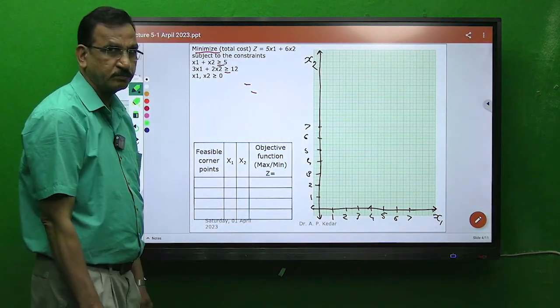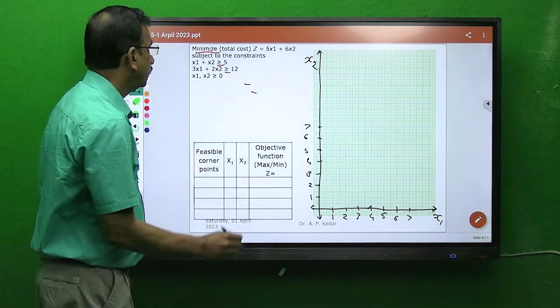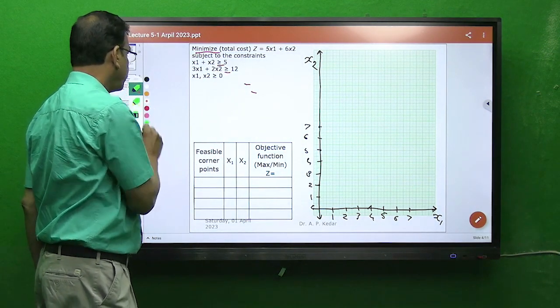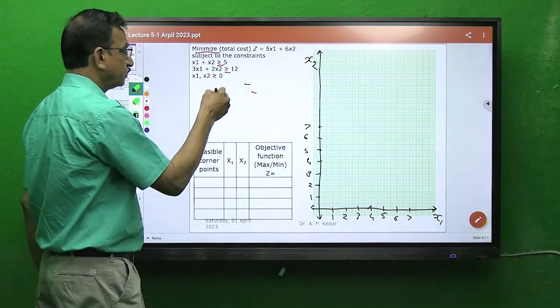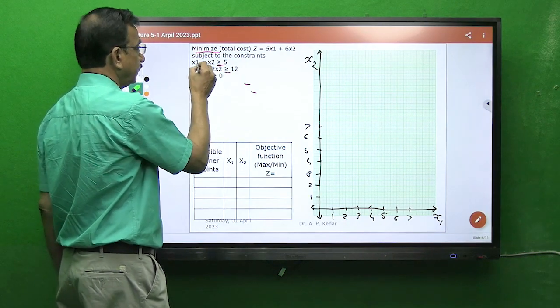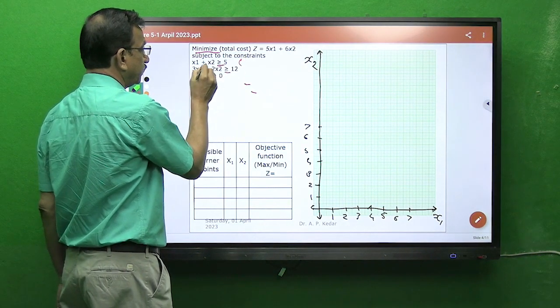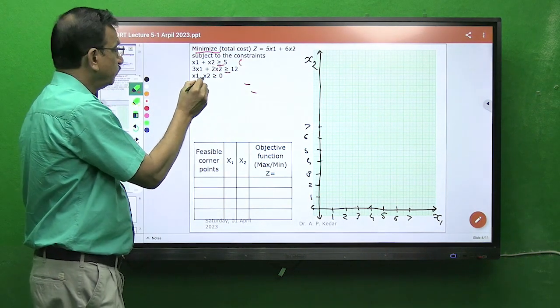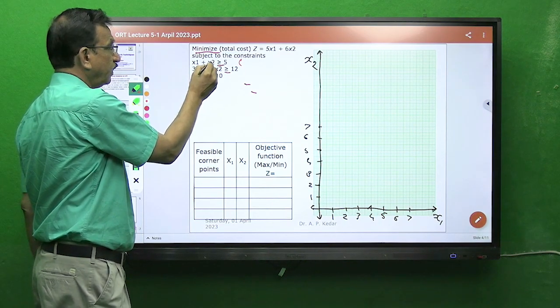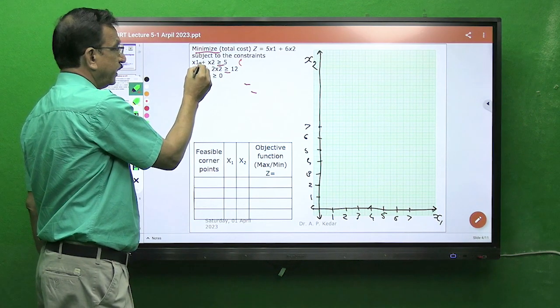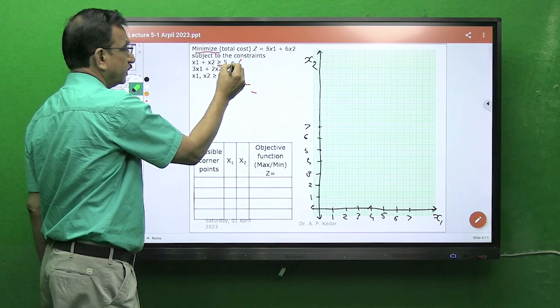As we did in the last exercise, first we have to find the coordinates of these points. The coordinates will remain the same. What we did is put x2 equal to 0 for getting x1. If I put x2 equal to 0, I get x1 greater than equal to 5.